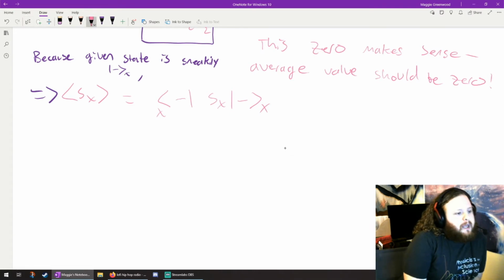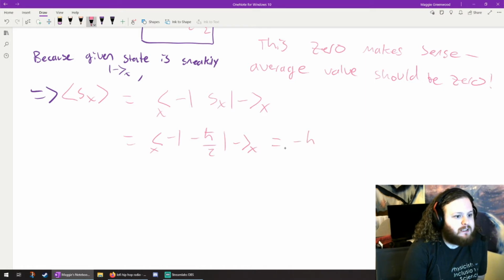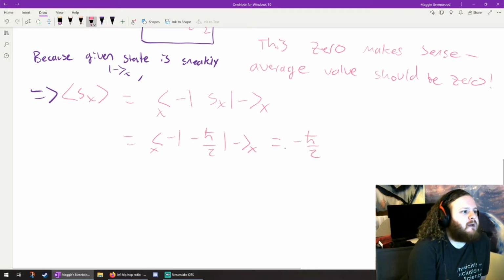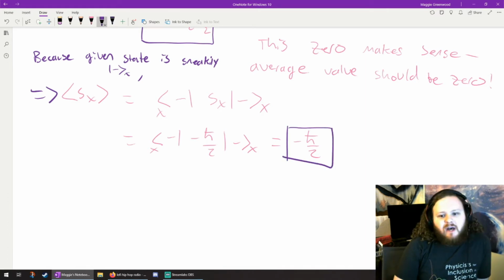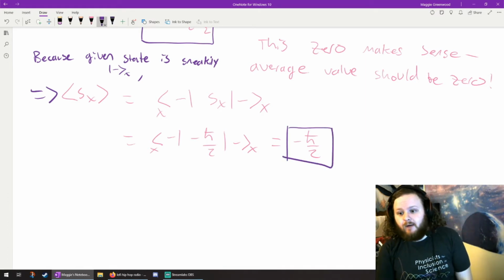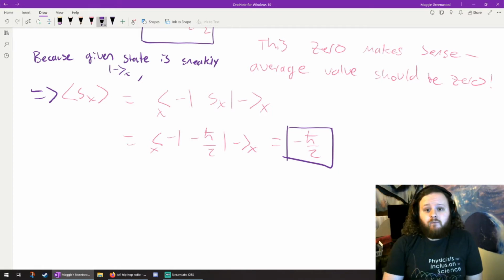It won't. Okay. I know what Sx does to minus x. It's going to give me minus h bar over 2 times minus x back. So this is going to be equal to minus h bar over 2 on minus x back, which is going to be minus h bar over 2. So let's think about that answer real quick. I got that the expectation value is minus h bar over 2, without a doubt. Okay, thank you, 8-ball. That's nice. I got minus h bar over 2.